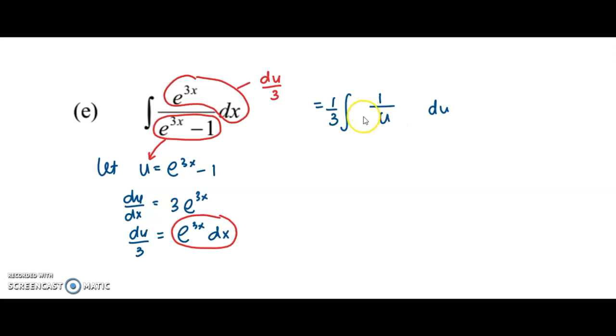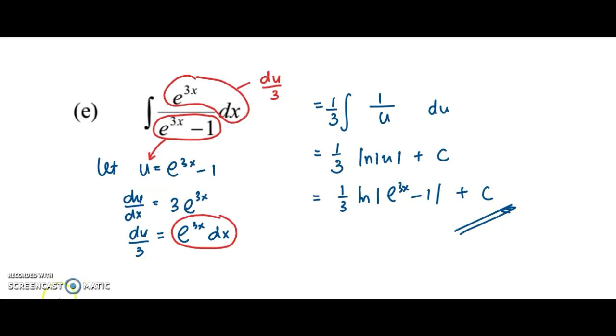So now you're going to integrate 1 over u with respect to u. Don't forget to copy down the coefficient, 1 over 3. Integrate this, you will have ln u plus c. And the u has to be replaced back by e power of 3x minus 1. This is the final answer.